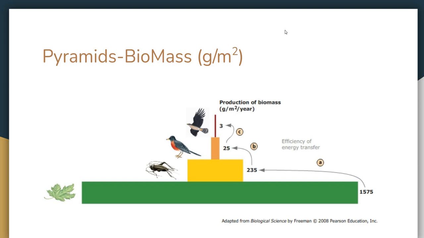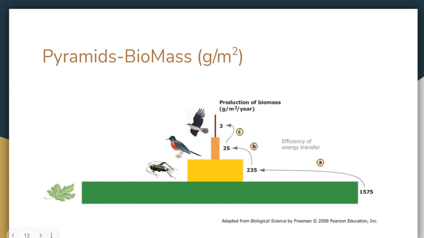The next way to do it is biomass, grams per meter squared. Sometimes it's in kilograms. Typically on your test, they will indicate the unit as grams per square meter per year. And you can see that this is a pyramid that almost looks, well, not 10%, but it's sort of looking like it should. In other words, pyramids should not really be classic pyramids. If they follow a 10% rule, they would go from 100 to 10 to 1 to 0.1. They'd get quite short very quickly.